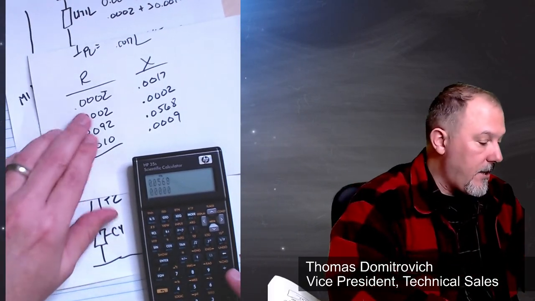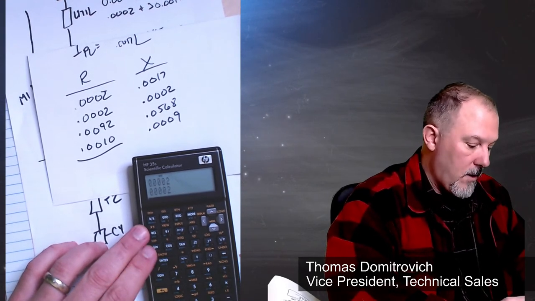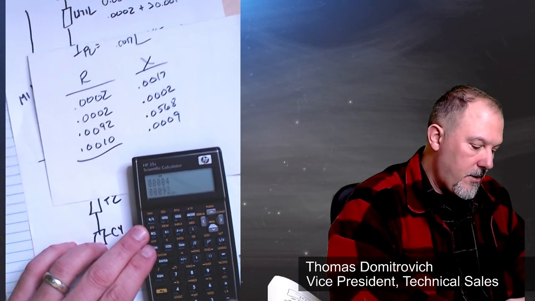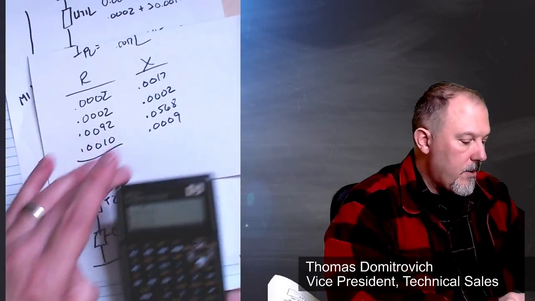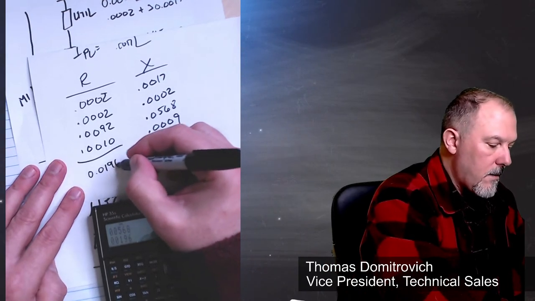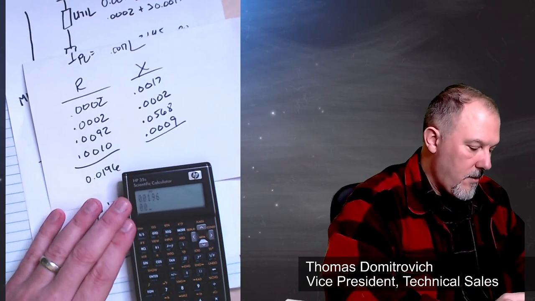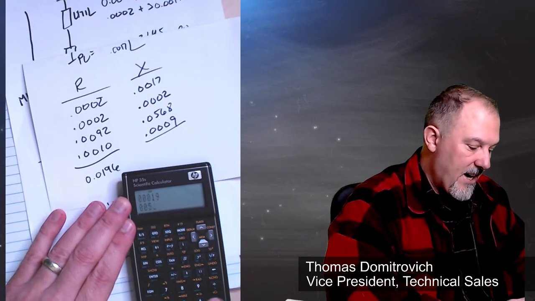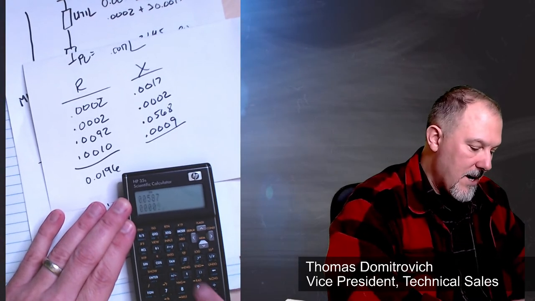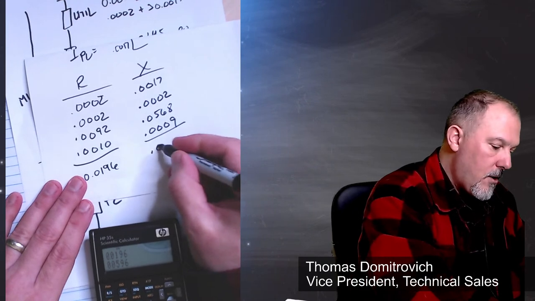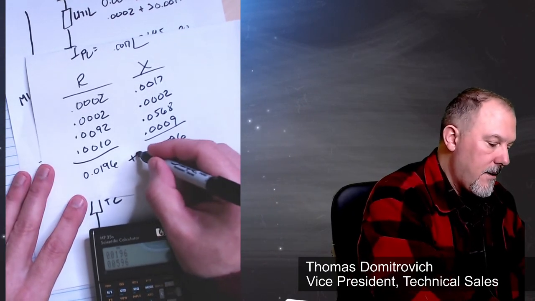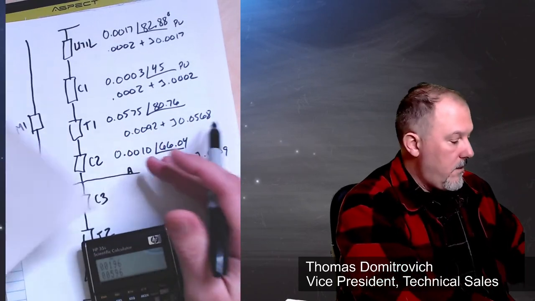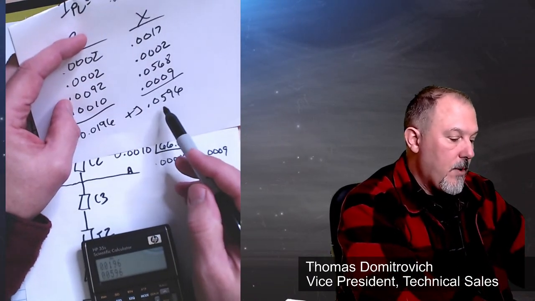What am I doing? I'm adding my rectangular coordinates just like we did earlier. 0.0002 plus 0.0092 plus 0.010 plus 0.0002 gives 0.0196. And my J's: 0.0017 plus 0.0002 plus 0.0568 plus 0.0009 gives 0.0596. So my equivalent impedance for all of these in series is 0.0196 plus J 0.0596.